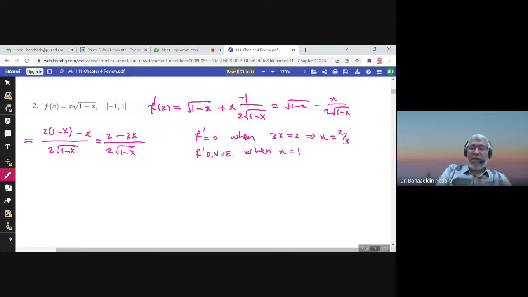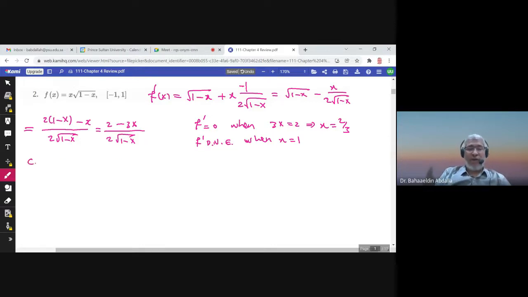So I have two critical numbers, 2 over 3. Of course, 1 belongs to the domain of f. You notice that the domain of f, or let us talk about negative 1 and 1 in this case. It belongs to this interval.